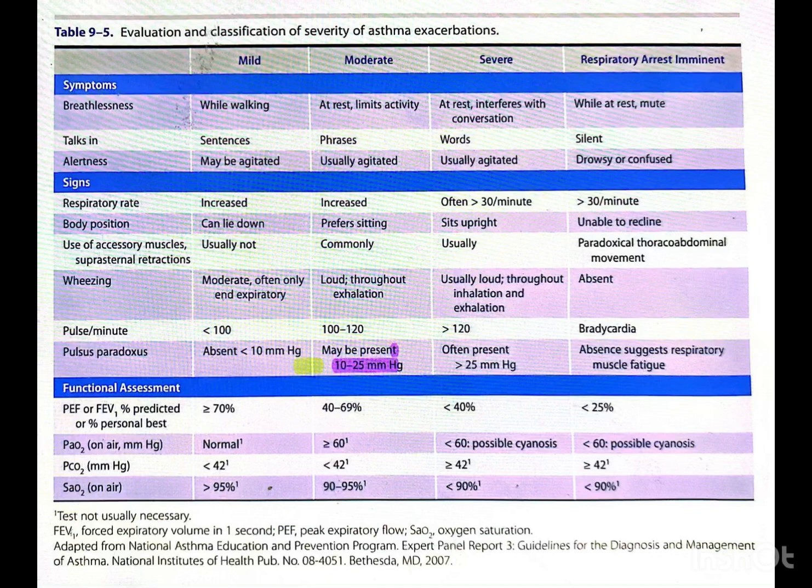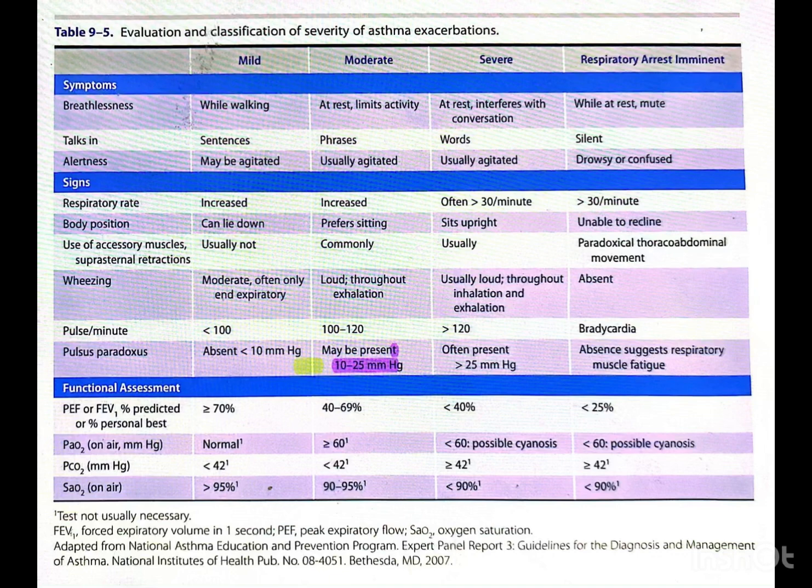And in case of functional assessment, PEF or FEV1 predicted or personal best. In mild cases it will be more than 70%, while in case of moderate 40 to 69%, while in case of severe it will be less than 40%. In case of imminent respiratory arrest it will be less than 25%.